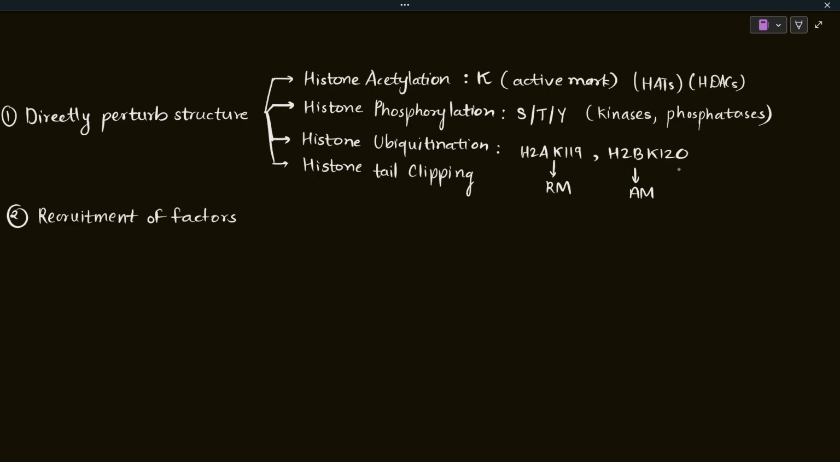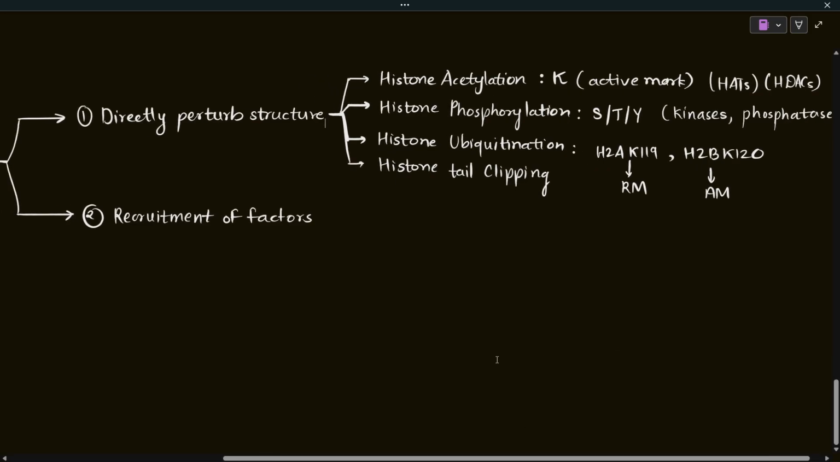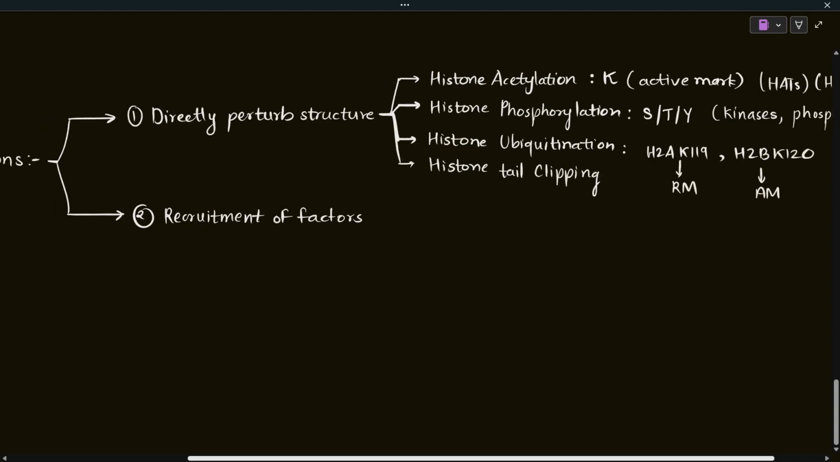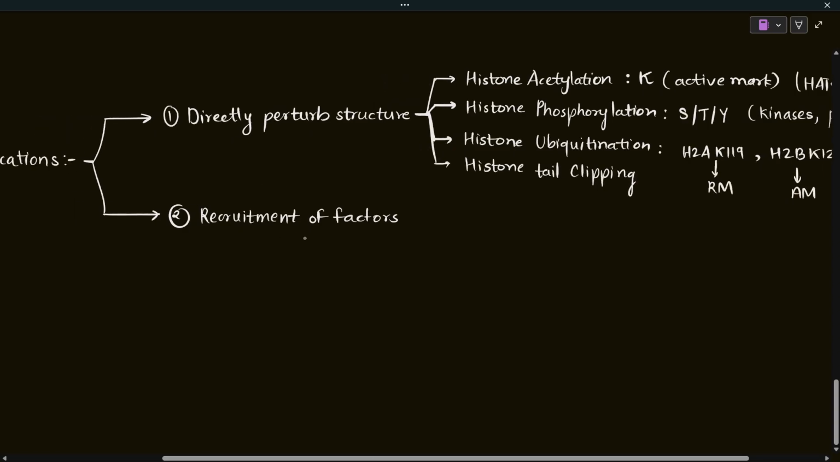The other modification that changes the chromatin structure is histone tail clipping. In histone tail clipping, we directly cut the N-terminal tails, so that is why we are changing the chromatin structure. Now those histones are permanently changed, so this is an irreversible mark. The other mode of functioning is recruitment of factors, and this is followed by again different modifications.